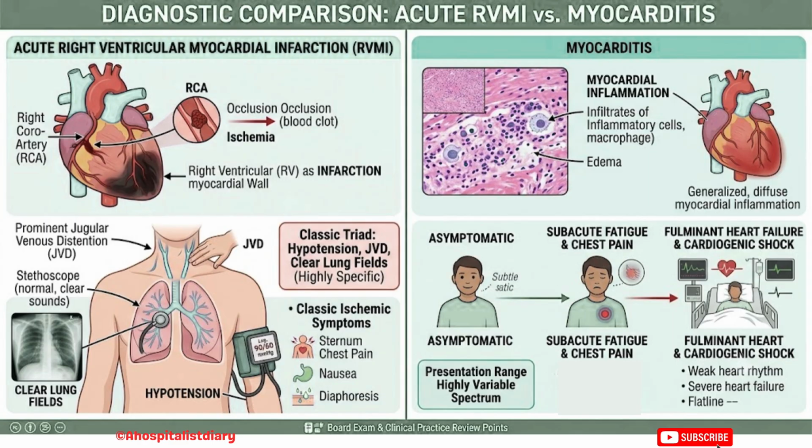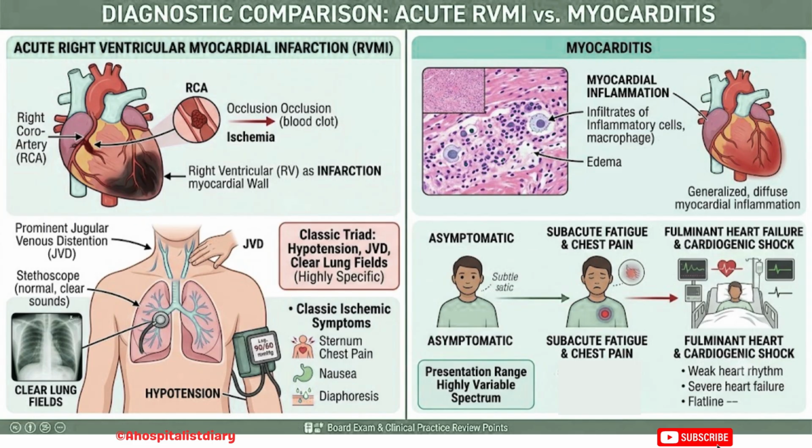Myocarditis. The clinical picture here is highly variable. Presentations exist on a wide spectrum, ranging from completely asymptomatic to subacute fatigue and chest pain, all the way to fulminant heart failure and cardiogenic shock. Number 3. The precipitation of RHF due to increased venous return.